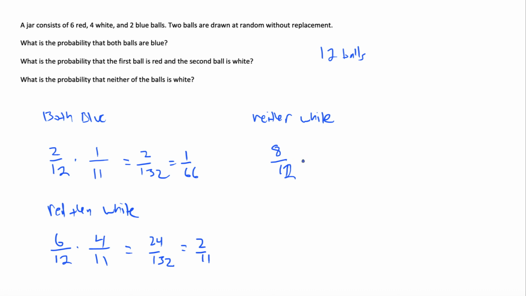So what does that mean then? What about the second ball? Well, remember, we already assumed that the first ball is not white, so then that means there are 7 non-white balls remaining out of the 11 total. So this gives you 56 out of 132, which does reduce down to 14 over 33.